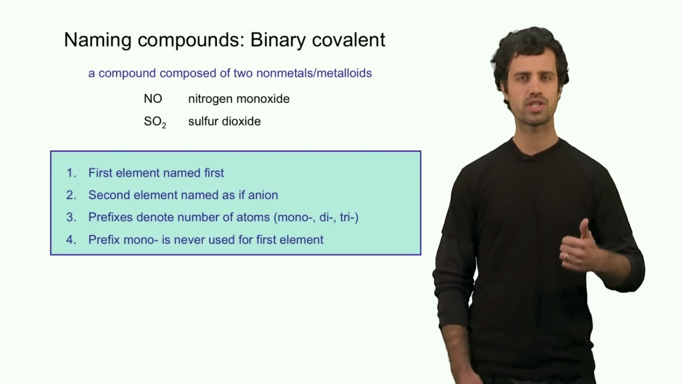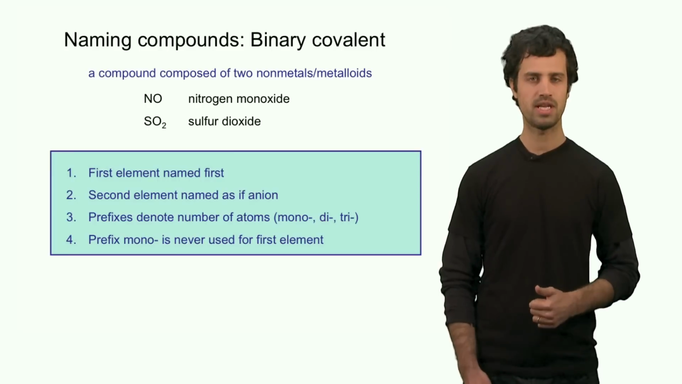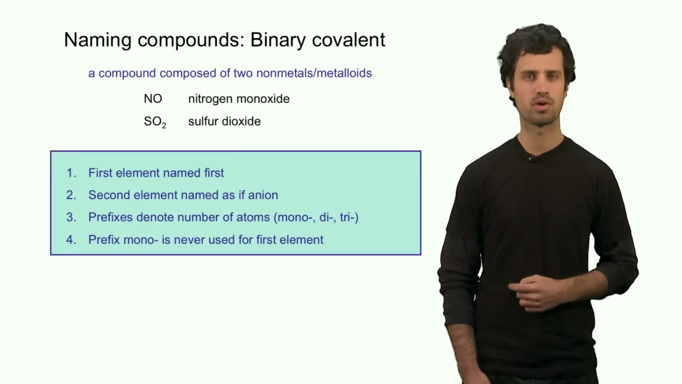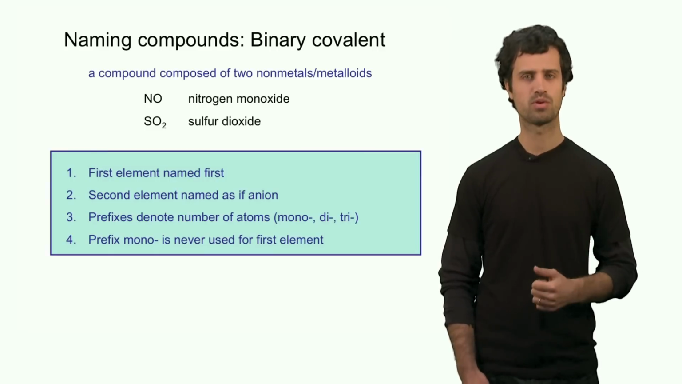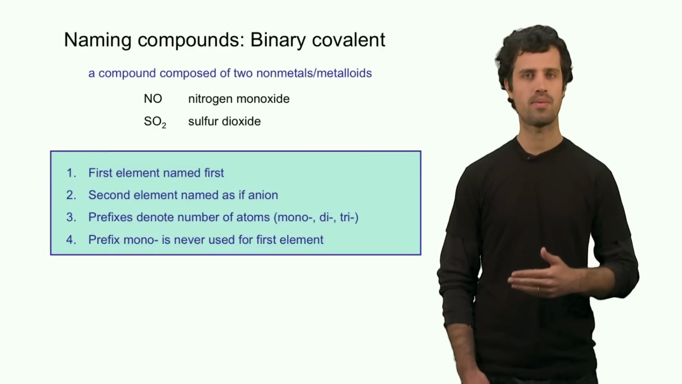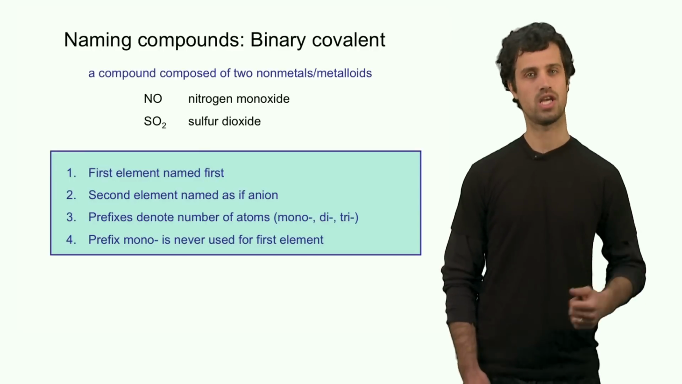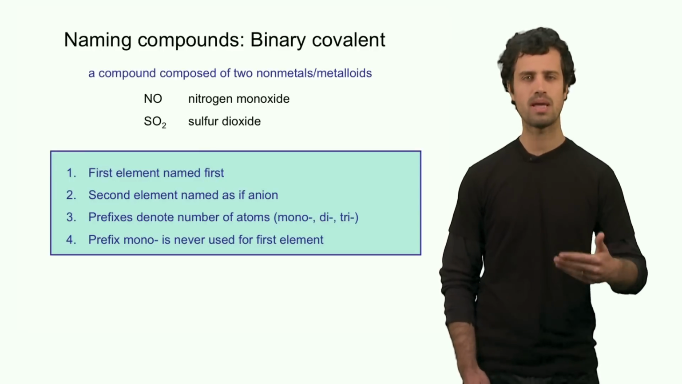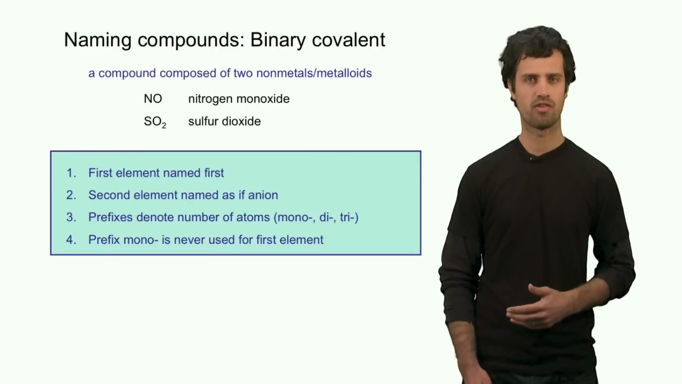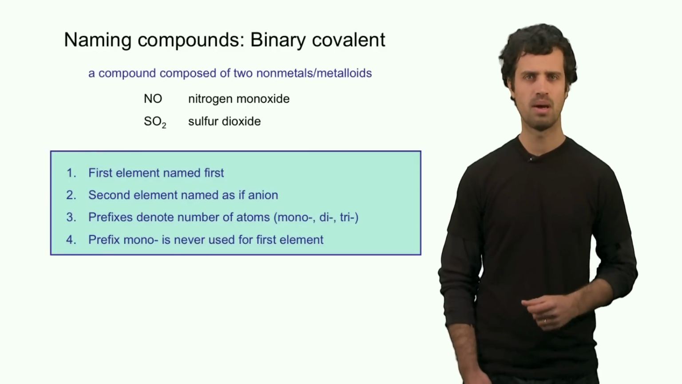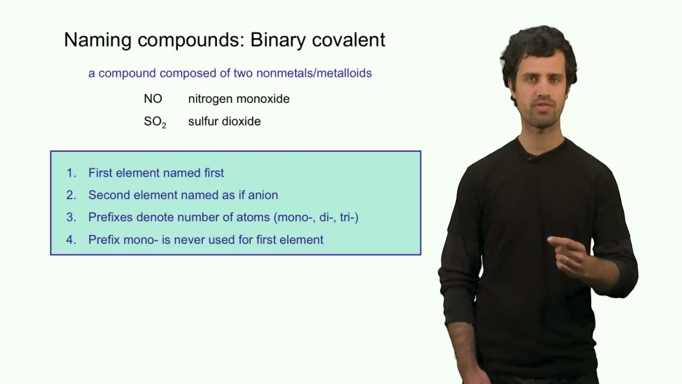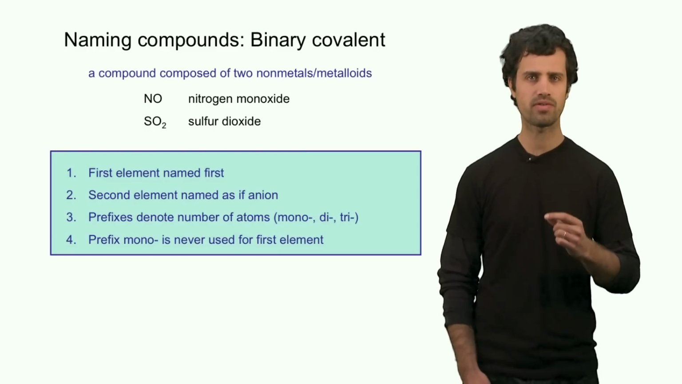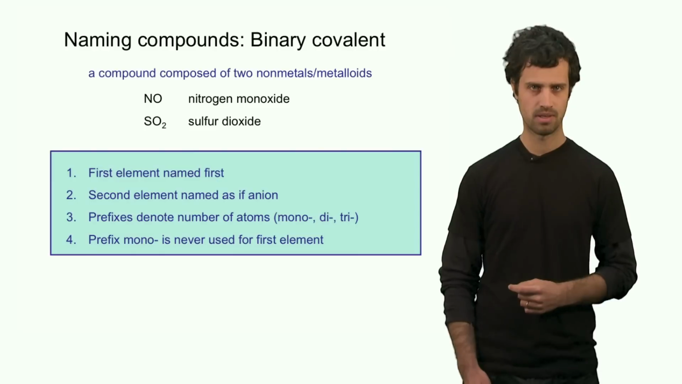We name the first element first. That means the element that's written first in a chemical formula, we name first. The second element written in the chemical formula, we name second, and we name it as if it were an anion. In other words, the naming is very similar to the naming of binary ionic compounds, but there is an important difference. The difference is that we add a prefix specifying the number of atoms of each element.